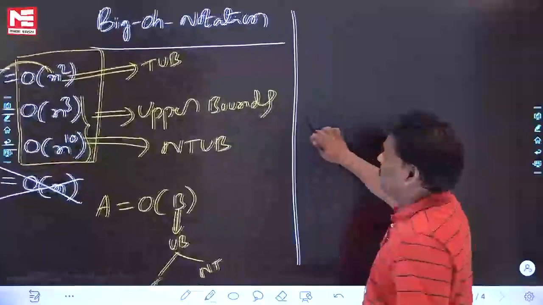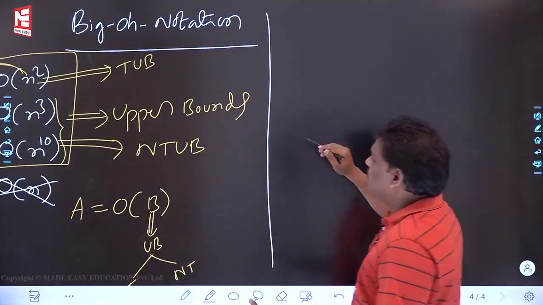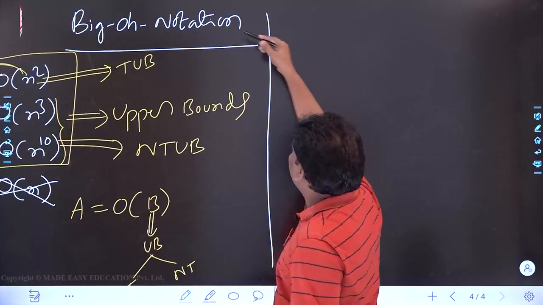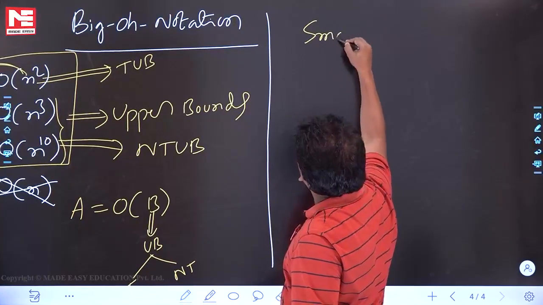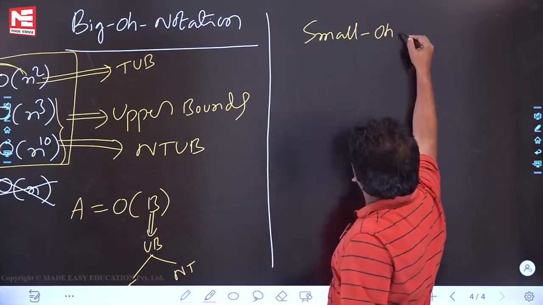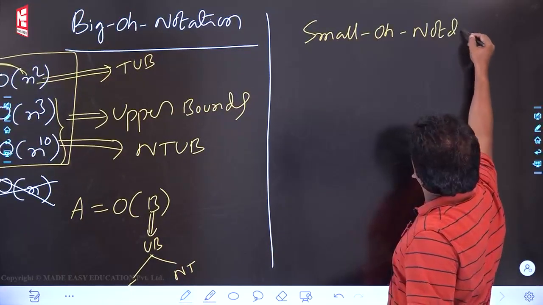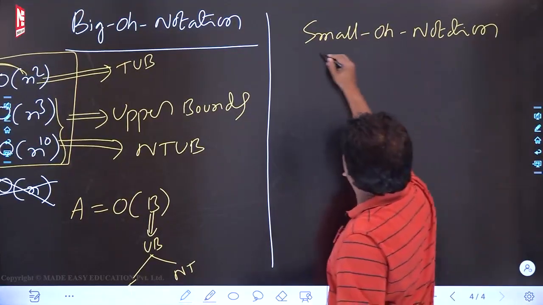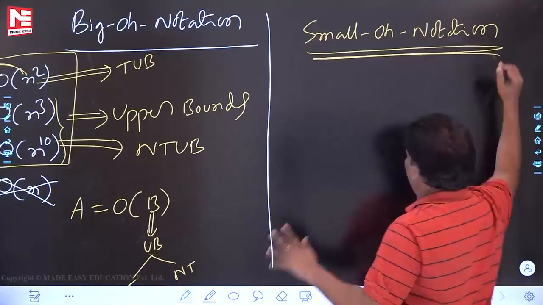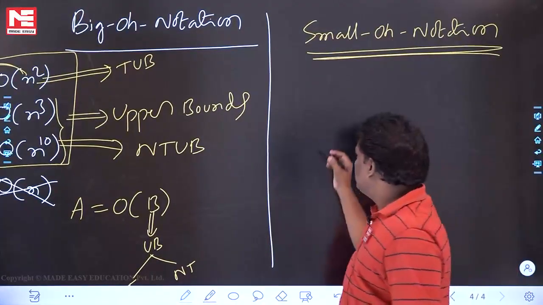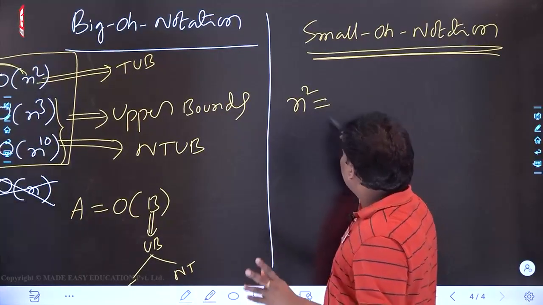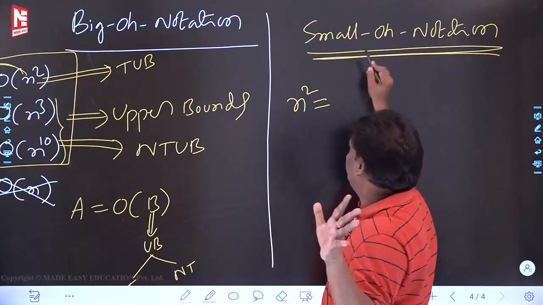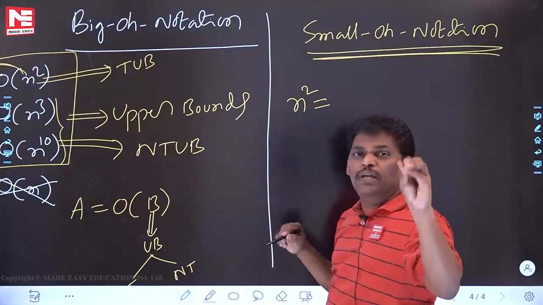Now listen, one small thing is coming. This is Big O notation. See one more: small o notation. Some people are asking, sir, what is the meaning of small o notation? I will say now. See this one: n square. Small o and big O are the same, with one small difference. What is that?